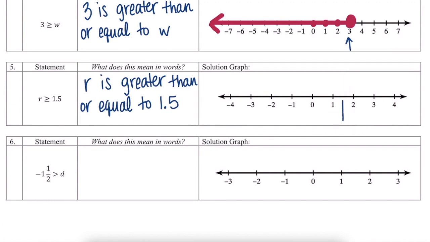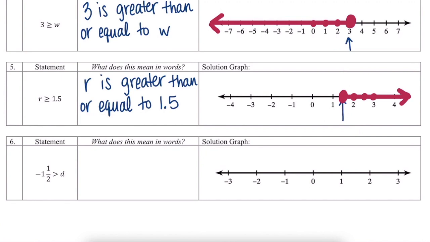So here's 1.5. Now, what numbers are greater than 1.5? Essentially, everything to the right and all the way to positive infinity is greater than 1.5. But what about 1.5 itself? Well, our symbol does say it's also equal to, therefore we know that 1.5 is a solution itself and does deserve to be represented with a closed point.